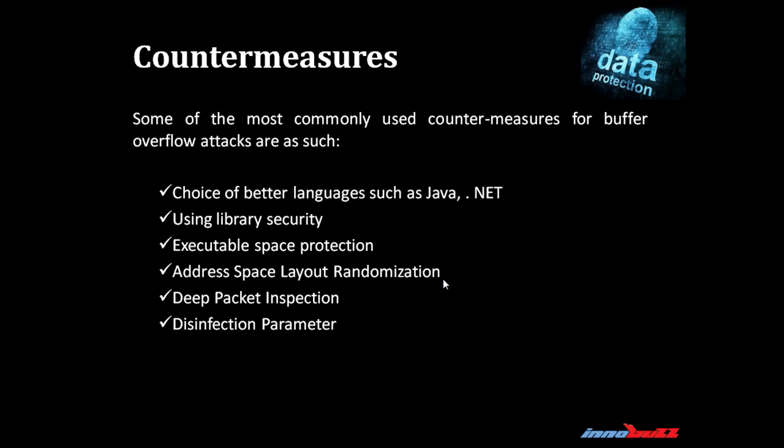Now, from an information security perspective, understanding these conditions would be futile if some countering mechanisms are not evaluated and employed. Some of the commonly used countermeasures for buffer overflow attacks are: choice of better languages such as Java or .NET, using library security, executable space protection, address space layout randomization, deep packet inspection, and input sanitization.